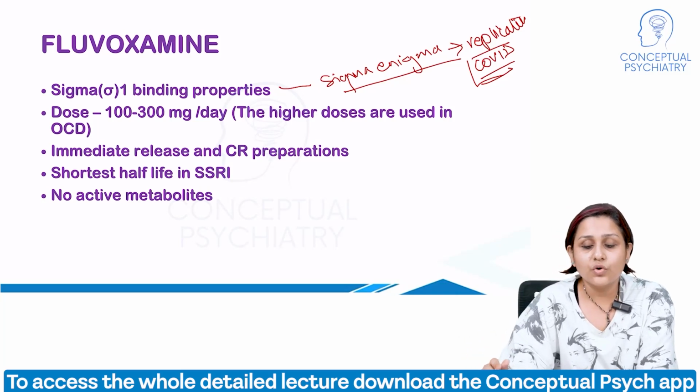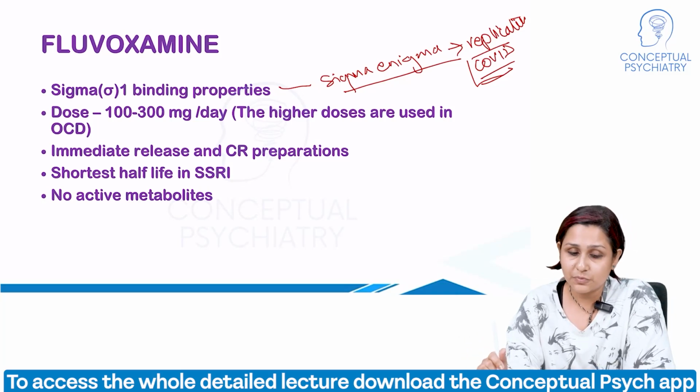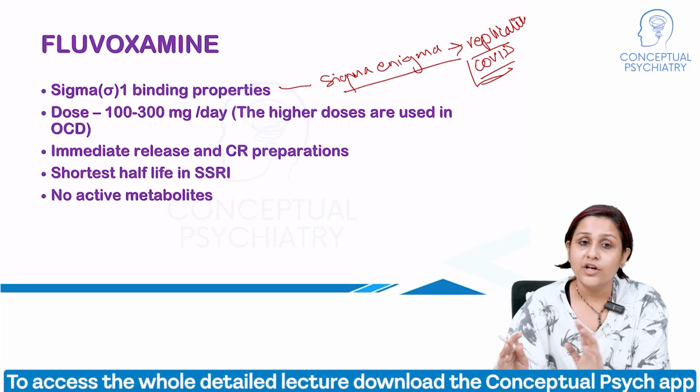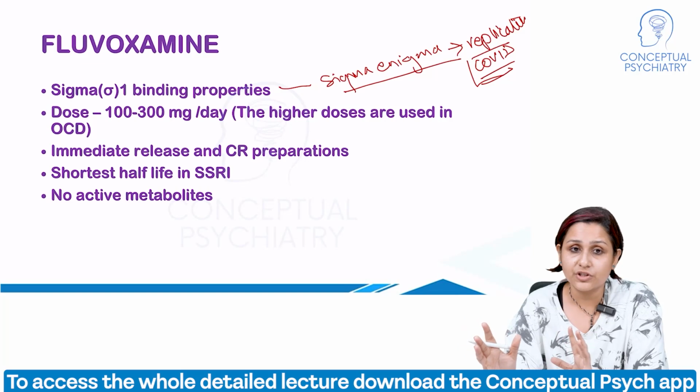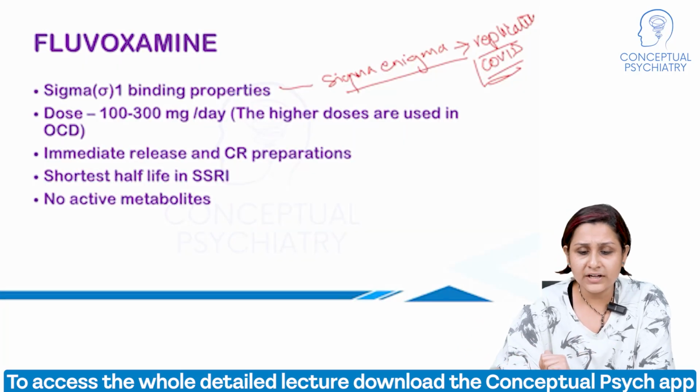All right. The dose is 100 to 300 milligrams per day. It has the shortest half-life. You do have an immediate release preparation and you have the controlled release preparations, and it has no active metabolites.